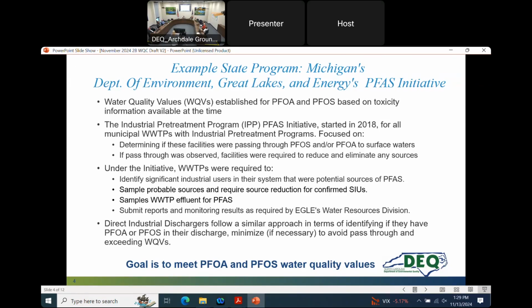And so they asked the POTWs to identify all possible sources, to sample those sources, and then to start to require source reductions. Okay. They also asked the wastewater treatment plant to sample their effluents, so they could see what their levels were, and to submit reports and monitoring results as required. With direct dischargers, they took similar actions. However, the state was the control authority there directly over the direct industrial dischargers.